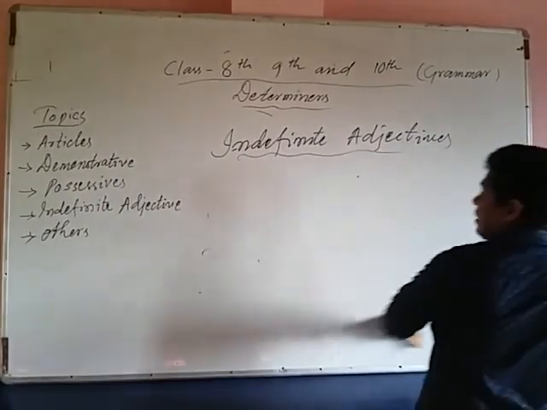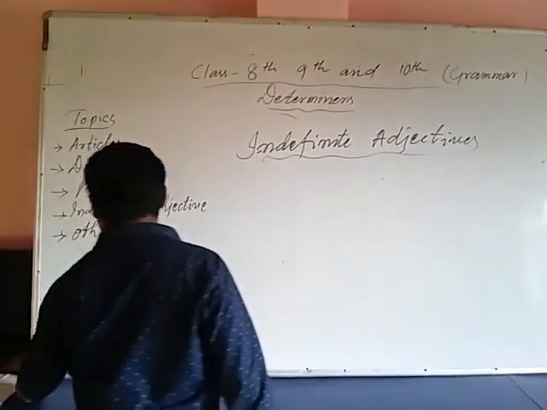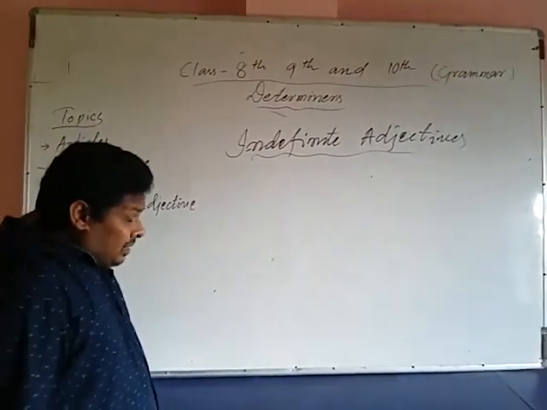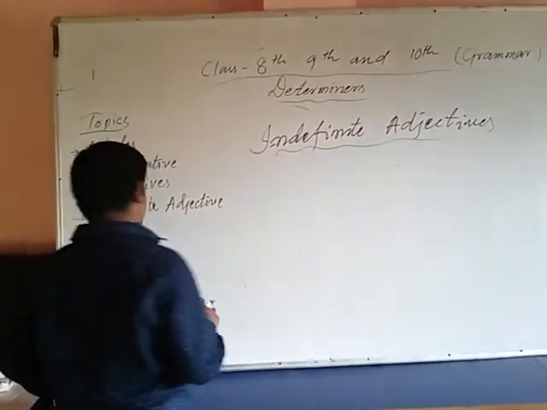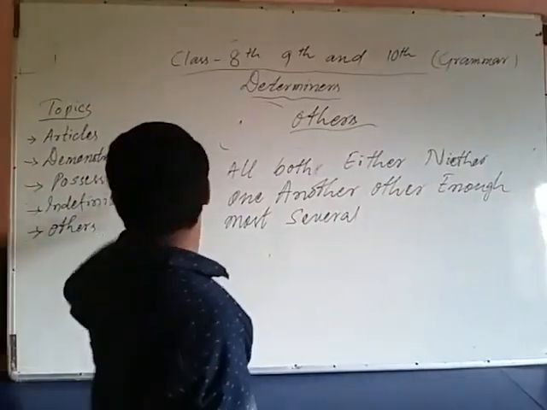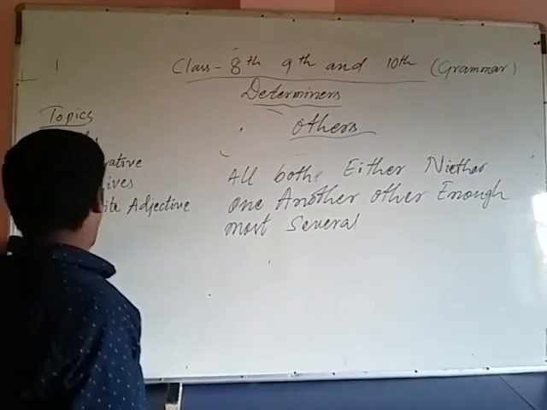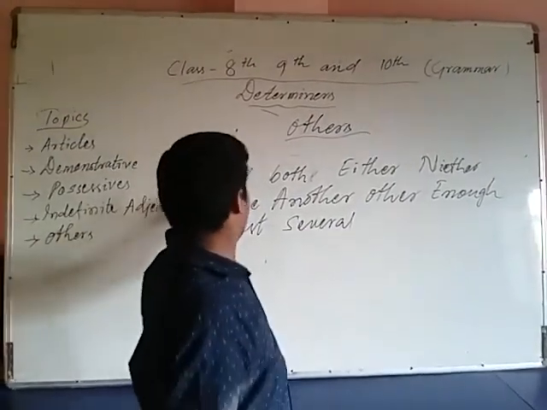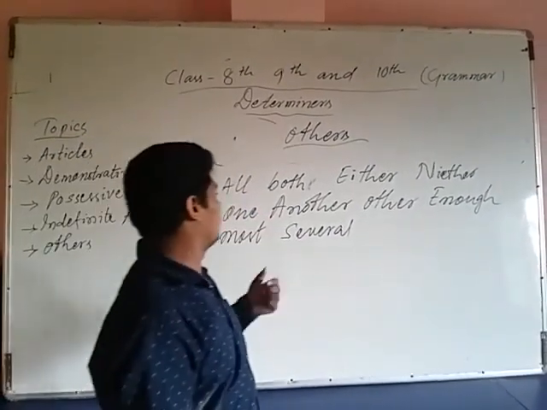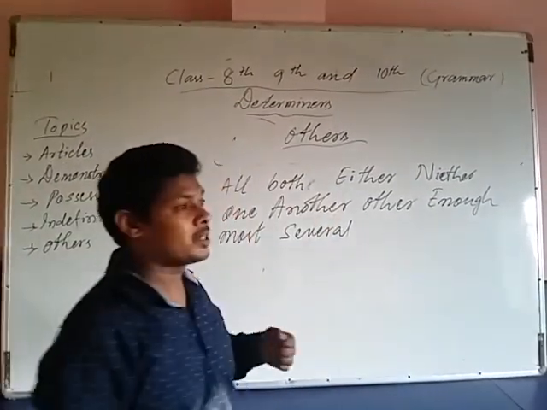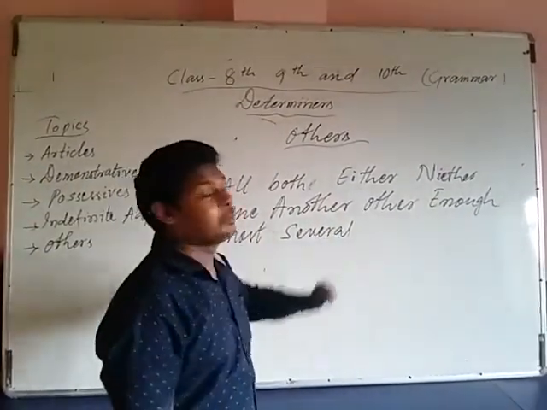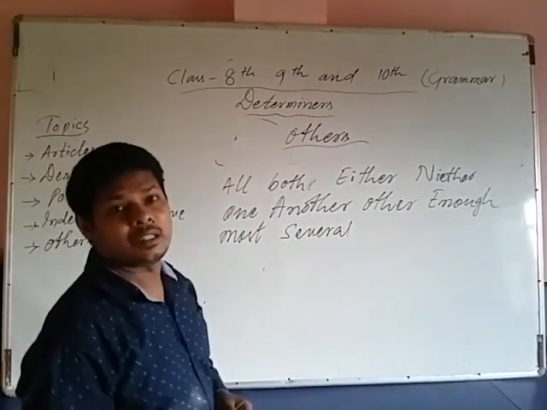And let's discuss the other determiners. Yes, let's discuss the others. Others we can see: all, both, either, neither, one, another, other, enough, most, several. These all can be used as determiners in sentences.